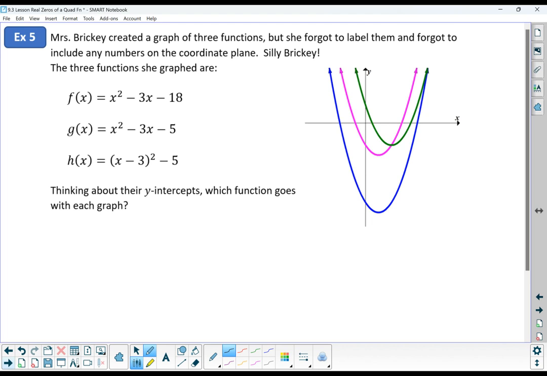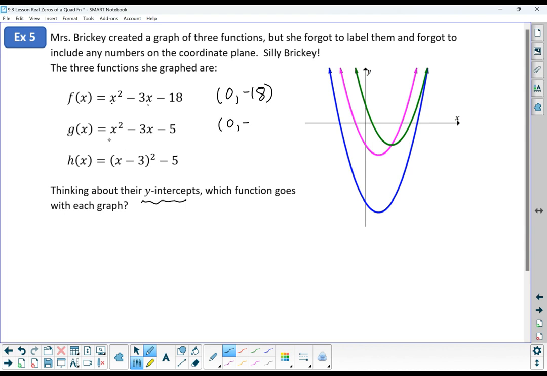So the 3 functions that I graphed are f, g, and h. F and g are given to us in standard form. H is given to us in vertex form. Thinking about their y-intercepts and which function goes with which, we're going to try to decide which graph goes with which. So let's start with f of x. F of x is given to us in standard form. We're going to think about their y-intercepts, and y-intercept is so easy in standard form. If we think about subbing in a 0, this term is 0, this term is 0, and so our y-intercept is -18.